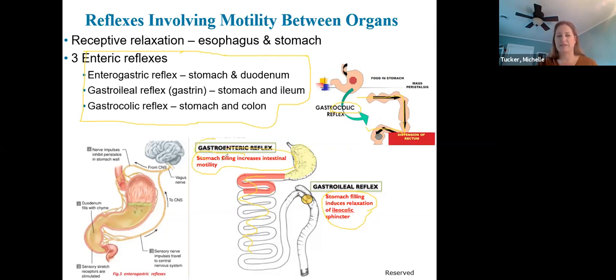So this gastro part means that the stomach activity, motility, is increasing. And then it is going to have an effect either on opening up that sphincter, the ileocecal sphincter, increasing the colon movement, or enteric. You just have to kind of think of that. There's that huge enteric nervous system that is going to increase the small intestine motility. To be able to match those three reflexes to their purposes, I guess.